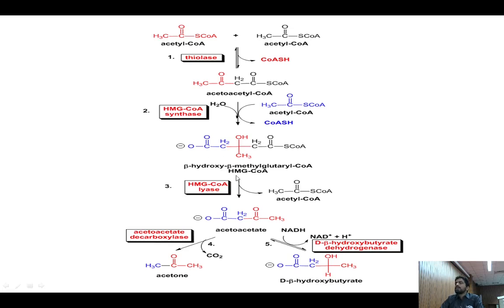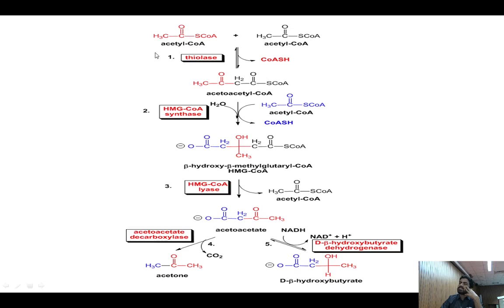Okay, and then with the help of the enzyme HMG coenzyme A lyase, it forms acetyl coenzyme A and acetoacetate. This acetoacetate forms acetone with the help of the enzyme decarboxylase, or sometimes spontaneously also. And this acetoacetate forms beta hydroxy butyrate with the help of the enzyme beta hydroxy butyrate dehydrogenase. So it's simple. Most probably the pathway will never come for you, but even if it comes, don't write anything extra.